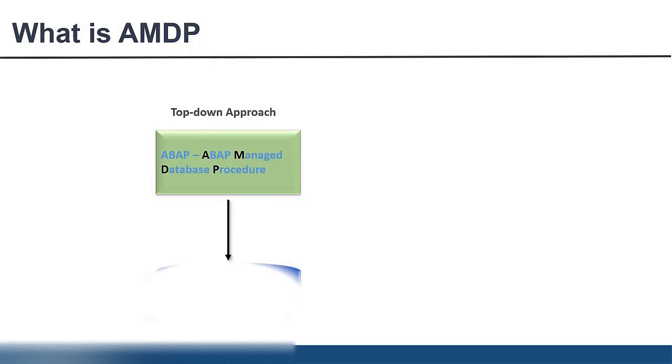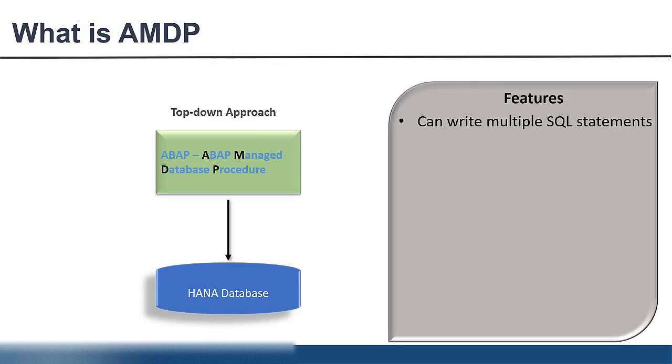SAP has come up with the next code pushdown technique for ABAPers, that is AMDP. So what is AMDP? AMDP is nothing but ABAP Managed Database Procedure. It is a procedure which you create directly in the ABAP layer, and then the corresponding HANA object gets created in the underlying database. So unlike a modeling view or a database procedure, AMDPs are created directly in the ABAP layer and are treated as pure ABAP objects.